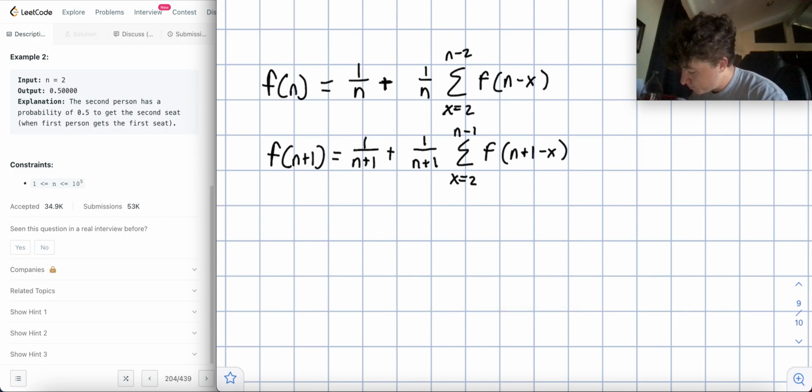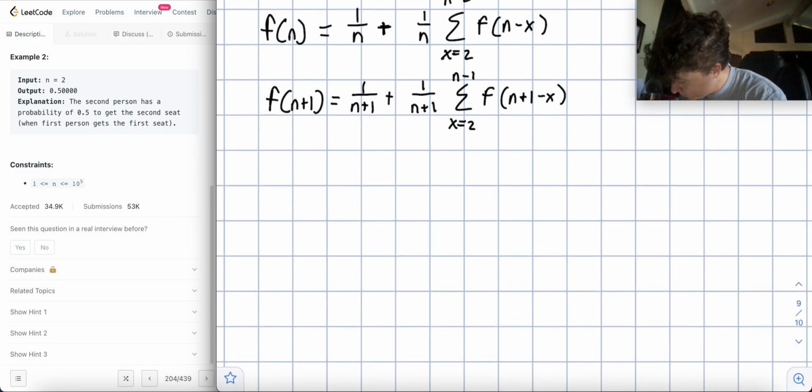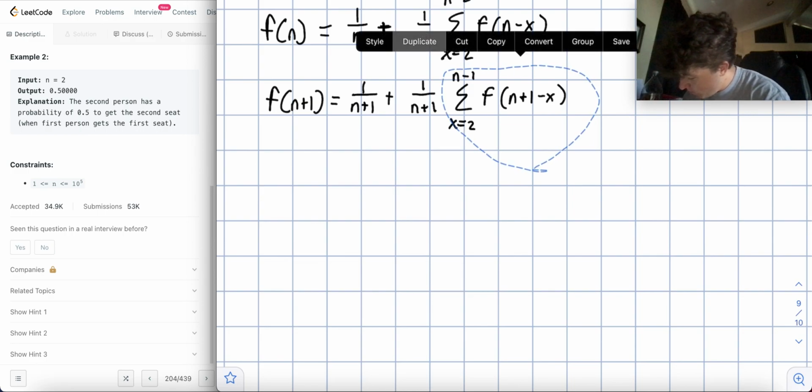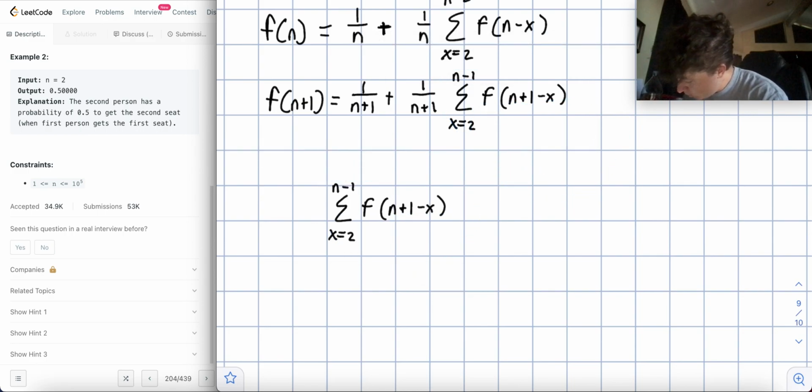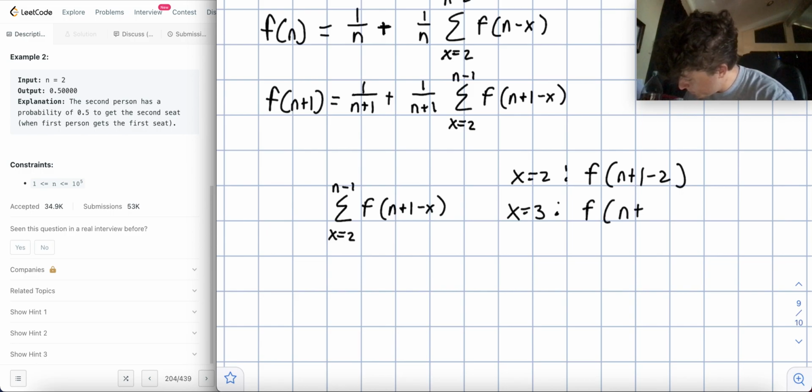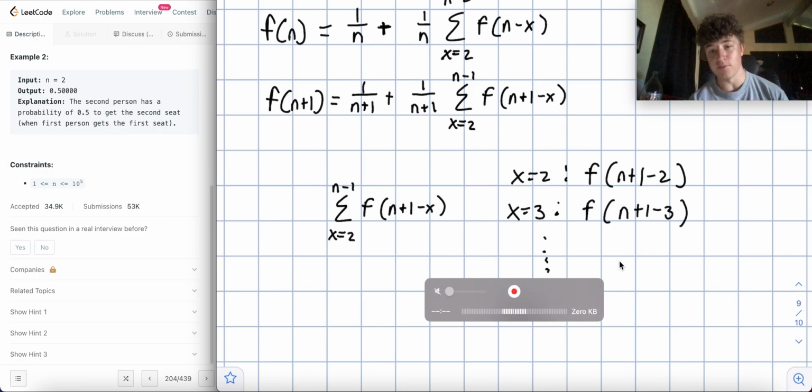Okay, so this summation here is, well, for x equals 2, we have f of n plus 1 minus 2. For x equals 3, we have f of n plus 1 minus 3. And then we go all the way down to x equals n. So what I'm doing right here is I'm trying to draw out these examples to see if I can modify this so it looks more like this. That's essentially what I'm doing right now.